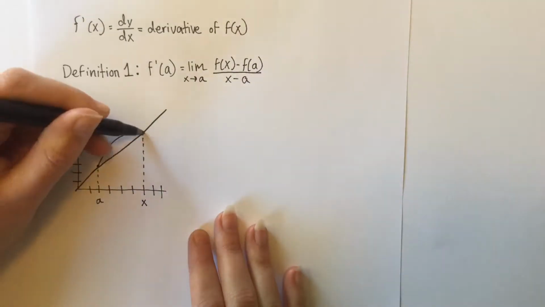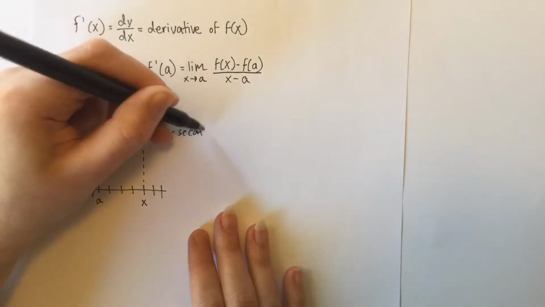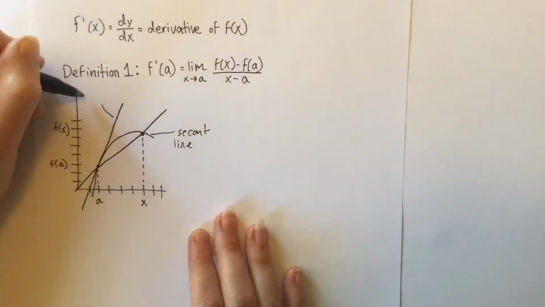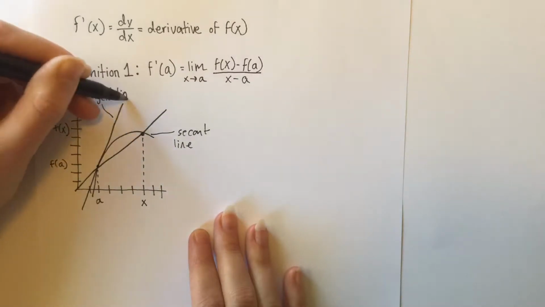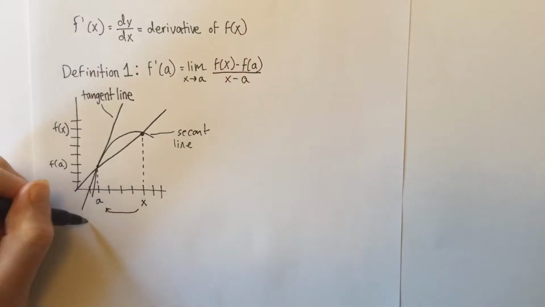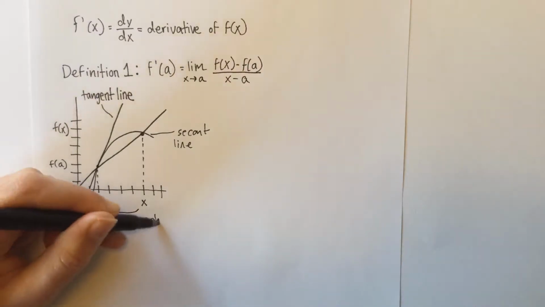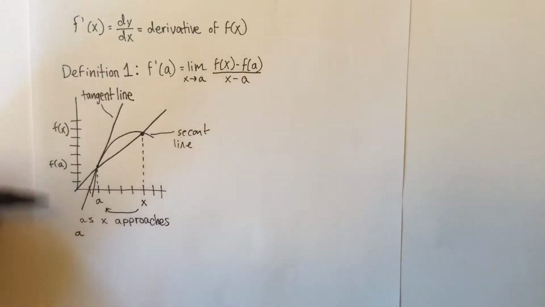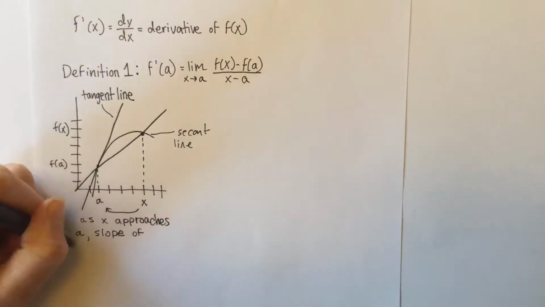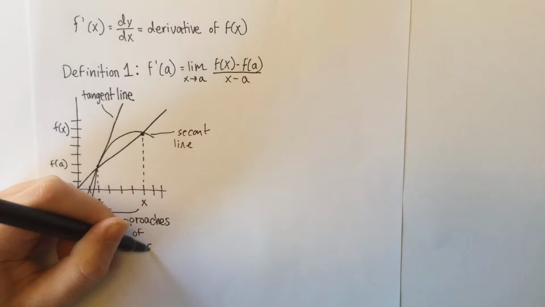I drew a little graph here using points a and x, and I connected the two, and I drew the curve of the secant line and the tangent line at a. And as you see, as x approaches a, which is the same thing as the limit, you have the tangent line. So as x gets closer to a, you're just left with the tangent line, and taking the slope of that will give you the derivative.